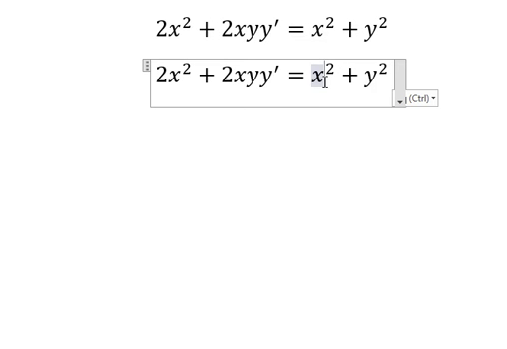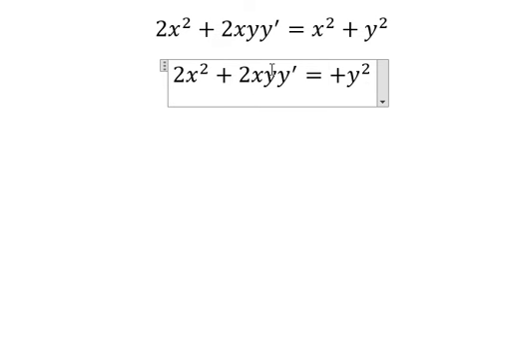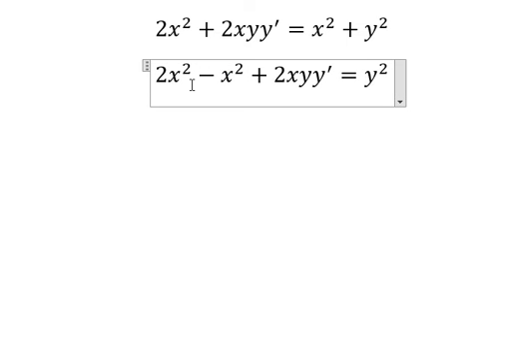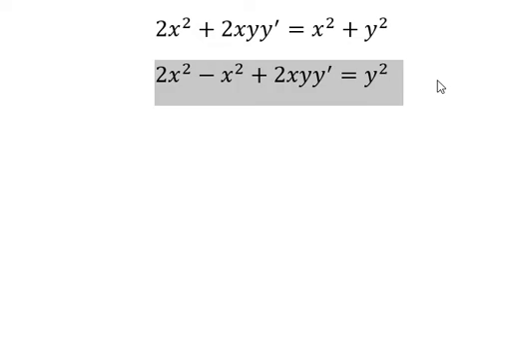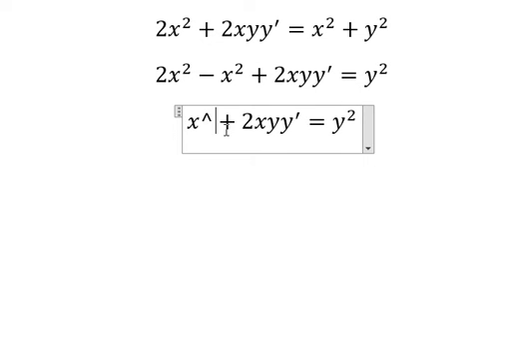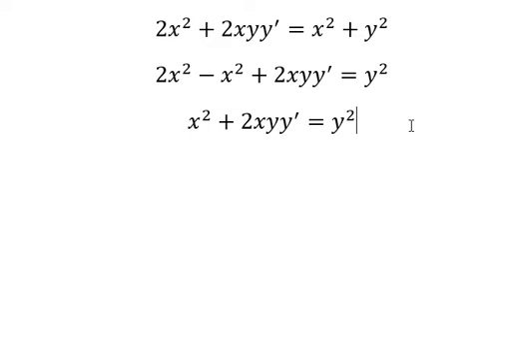I will put s square go to the left. To s square minus s square, we have s square. Next, we have y square and 2y. First derivative of y, so we can use about Bernoulli's equation.